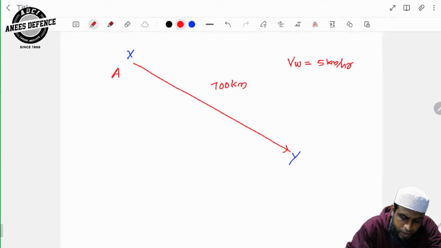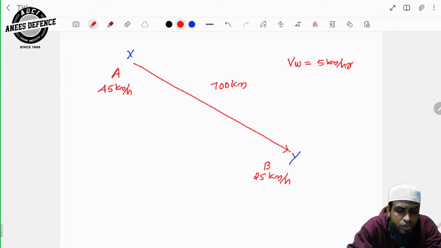Boat A is starting from X. The velocity of that boat is 45 kilometers per hour. While the speed of boat B, which starts from Y at the same time, is 25 kilometers per hour. After how much time will the two boats meet for the second time?